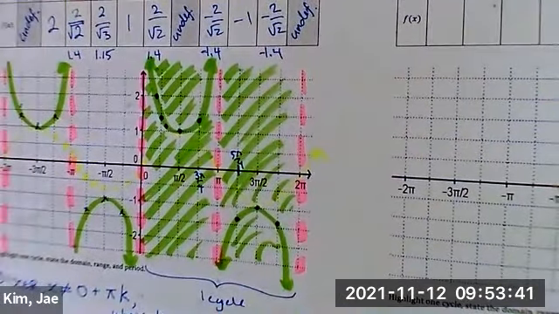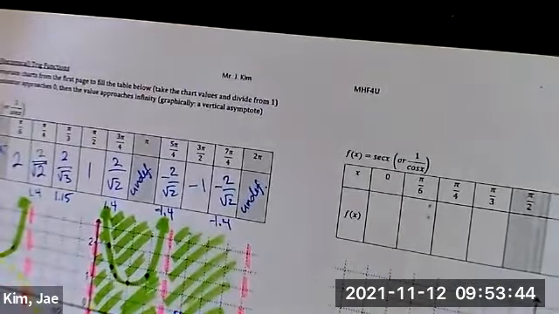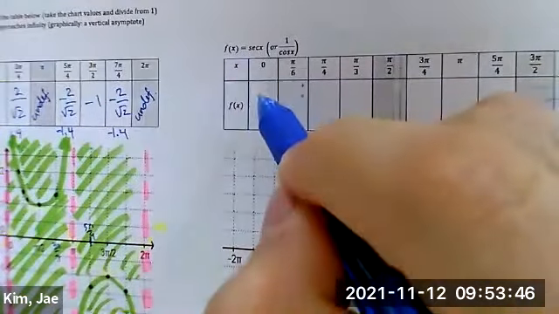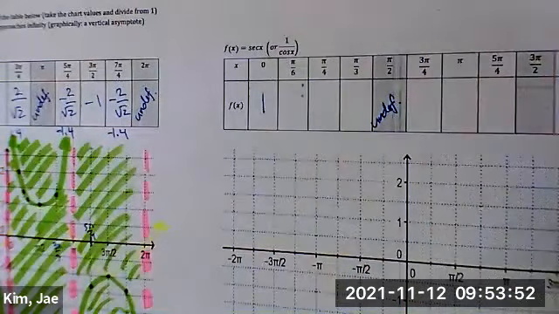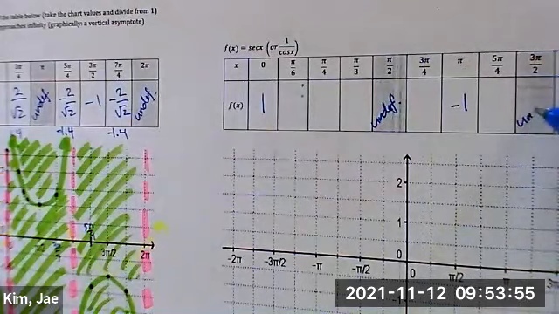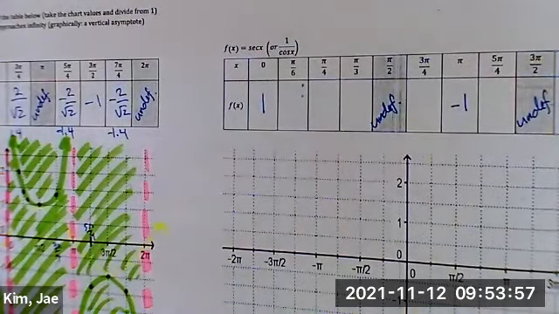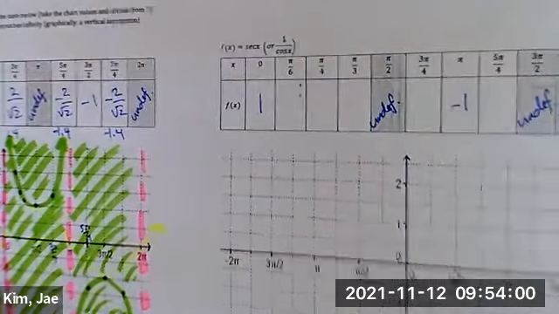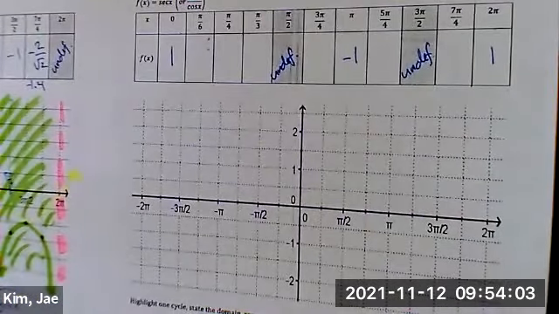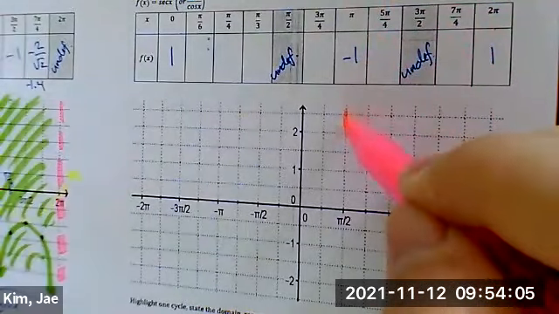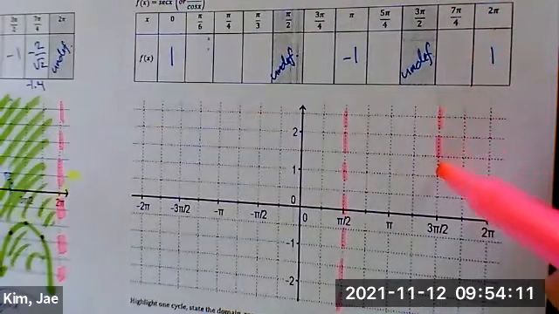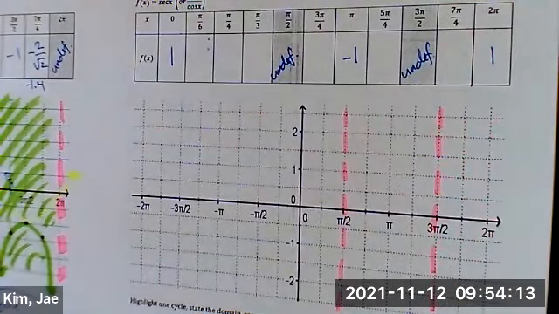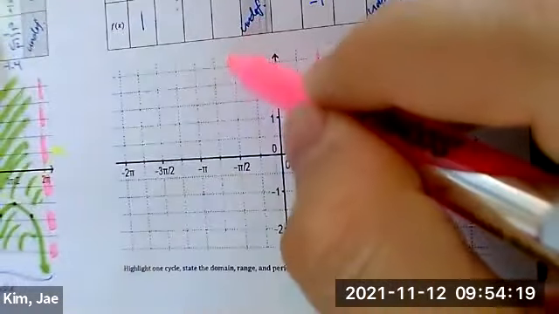So I'll do this very quickly. At 0, I have a 1. I don't care, this is undefined. And then I have -1, undefined, a +1. I will draw my asymptotes. And this is where I hope you will get to very, very soon.